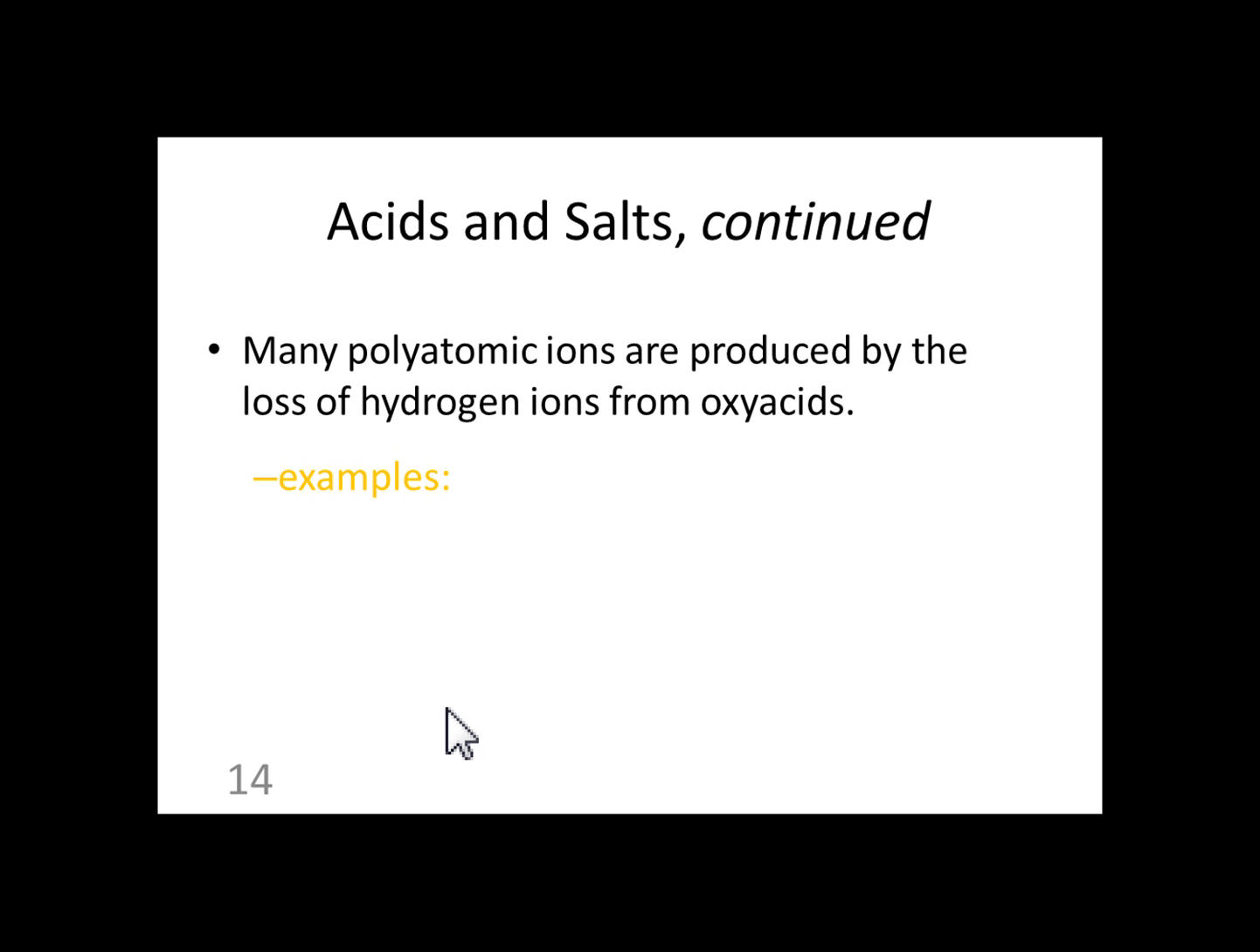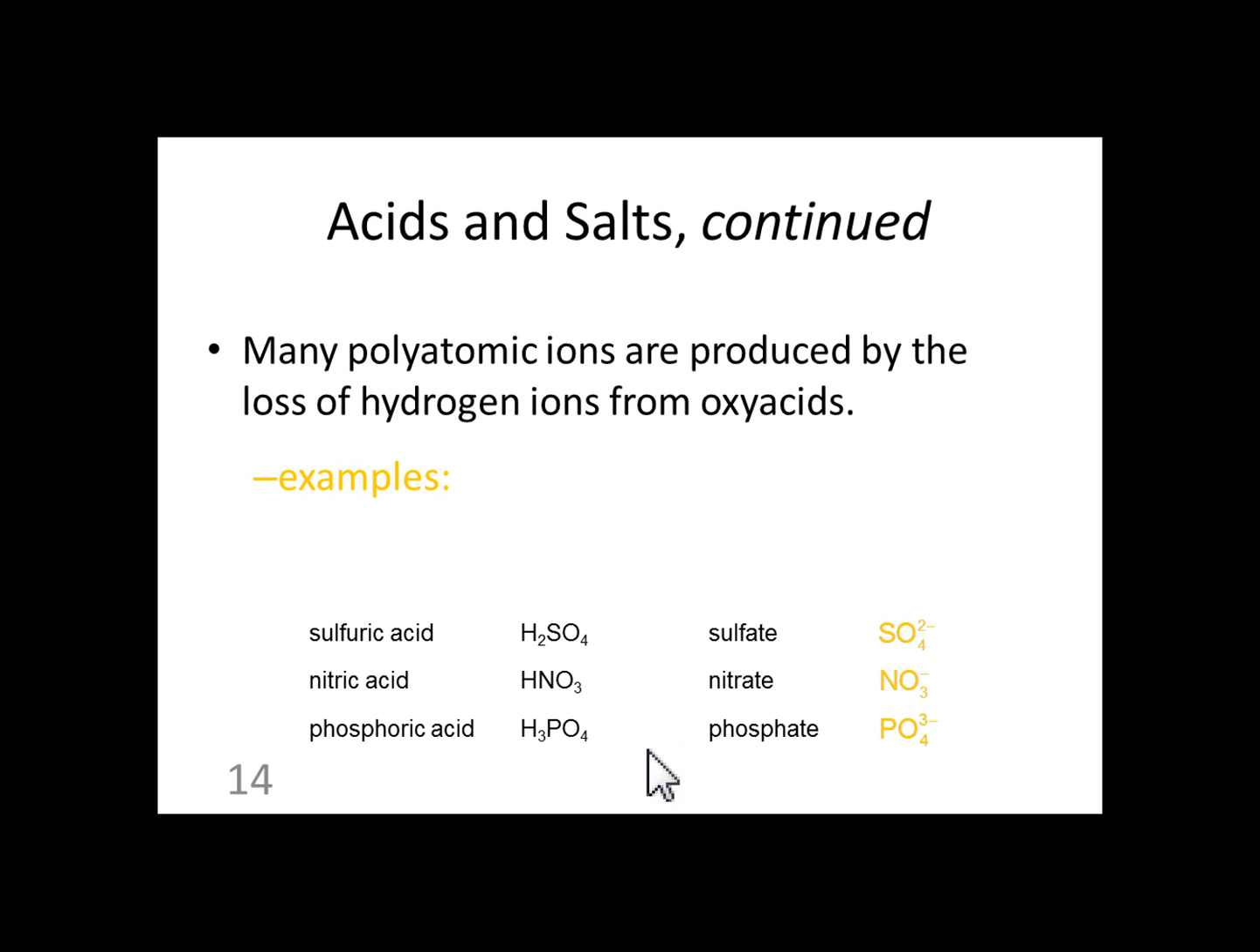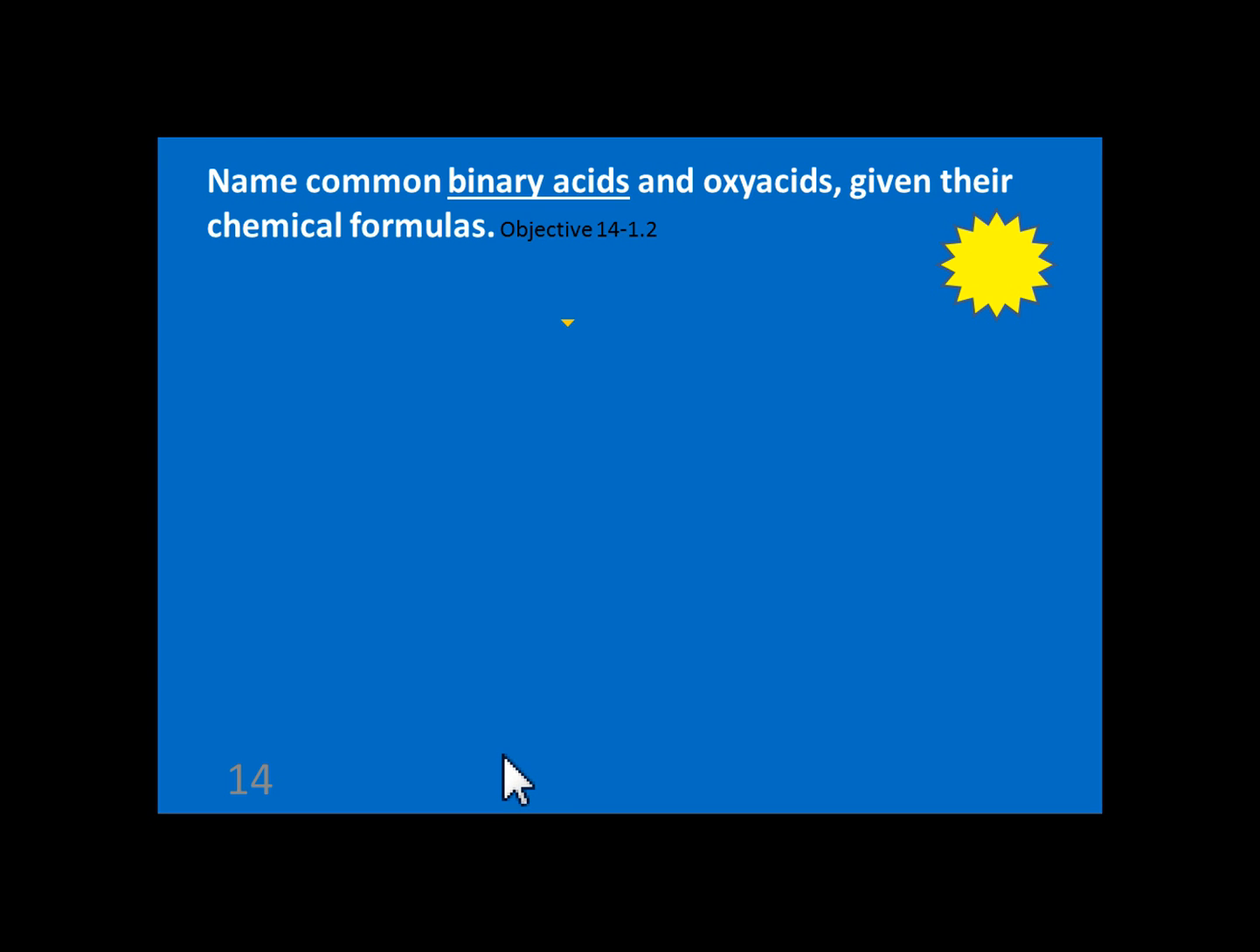So many of your polyatomic ions are produced by the loss of hydrogen ions from an oxyacid. Here's an oxyacid, sulfuric acid. If you lose these hydrogen atoms, look what you get. You get SO4, which is the sulfate ion. Nitric acid, HNO3: the nitrate ion comes from this. A phosphate ion comes from phosphoric acid.